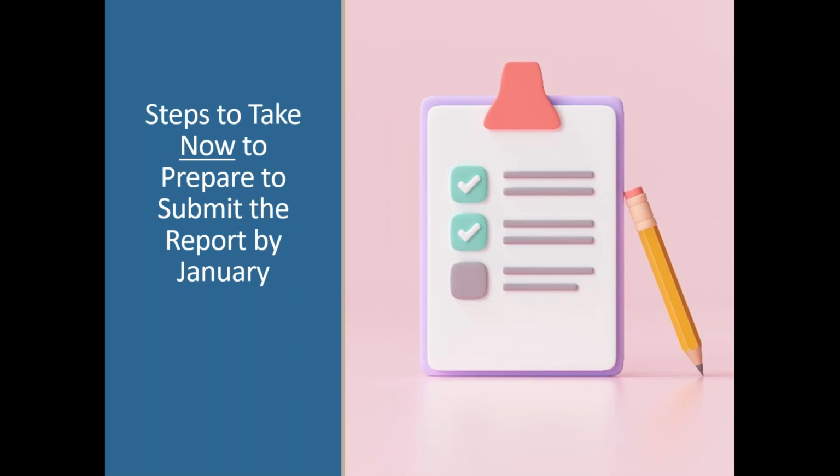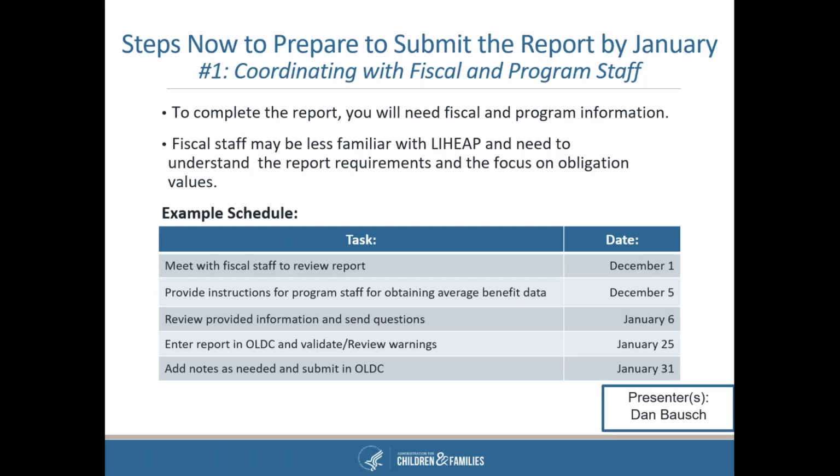Okay, so we wanted to just talk about some steps to help you get ready to submit the report by January. So first, as we did with the last webinar on the household report, it's important to be prepared to reach out to your fiscal staff and to let them know that the report due date is coming up, and to maybe develop a schedule or a plan to be able to get the information you need from them, review it, ask any clarifying questions, and check on information so you can get your report completed and into OLDC by the end of January.